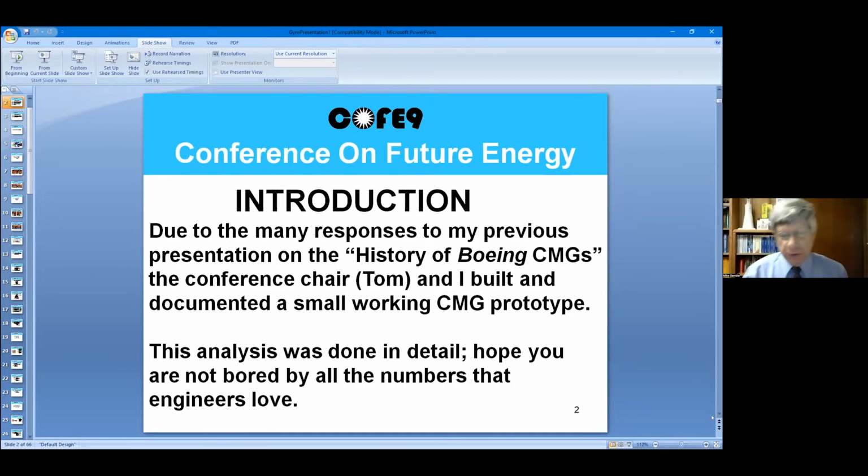There we go. Okay. As we talked about earlier, I presented from my Boeing work. Boeing did a lot of CMG inertial propulsion systems, which are on satellites as we speak, and also on the International Space Station. Anyway, Tom says, well, you got to build one of these things for me. So I said, okay. So the problem is, me being an engineer, you're going to get a lot of numbers because that's what engineers love.